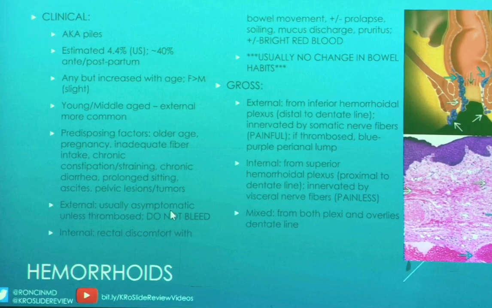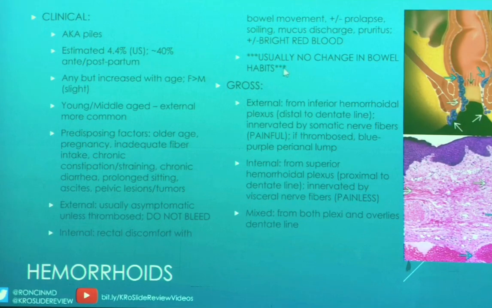External hemorrhoids are usually asymptomatic unless they're thrombosed, in which case they are extremely painful and they do not bleed. Internal hemorrhoids, however, will cause discomfort with bowel movements. They may have symptoms of prolapse or soiling themselves or this mucus discharge. It can also be very pruritic. And these patients will have bright red blood, not like hematochezia type bright red blood typically, but like on the toilet paper when they're wiping, or they might see it on the stool itself.